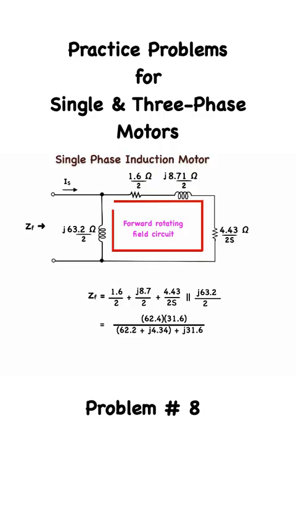Keeping in mind that we are working with phasors or vectors, we must follow the rules for phasor arithmetic. We get 12.5 plus J 24.67 ohms in rectangular coordinates, or 27.656 at an angle of 63.13 degrees in polar coordinates.